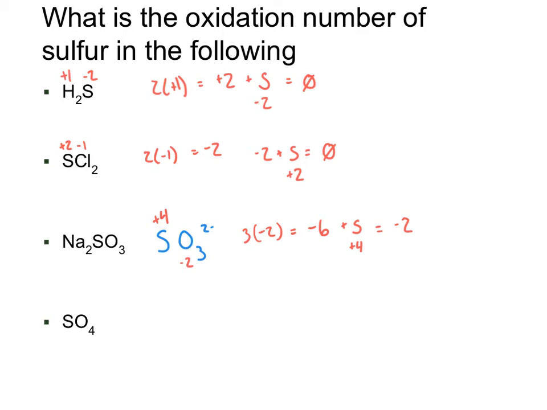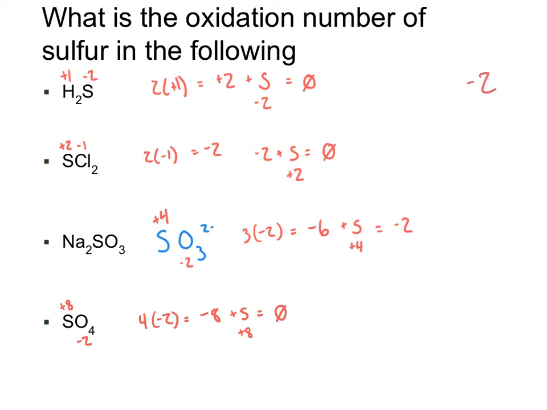And finally, at the bottom, we have sulfur tetraoxide, another covalent compound. Our oxidation number on oxygen is -2. We have 4 oxygens for a total of -8 from our oxygen atoms. Plus our sulfur has to equal 0. This is a neutral compound. And so we can see that our oxidation number on sulfur in this case must actually be +8.